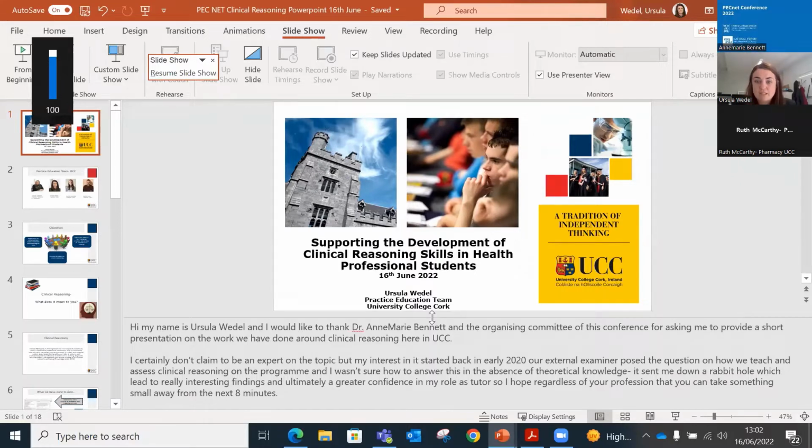My interest in it started back in early 2020 when our external examiner asked us how we teach and assess clinical reasoning here on the programme in UCC. We were confident that we were doing it, but we didn't know how to capture this or report back, in the absence of the theoretical knowledge behind it. So it sent me down a rabbit hole that I'm still down, and led to very interesting findings and ultimately a greater confidence in my role as practice tutor.